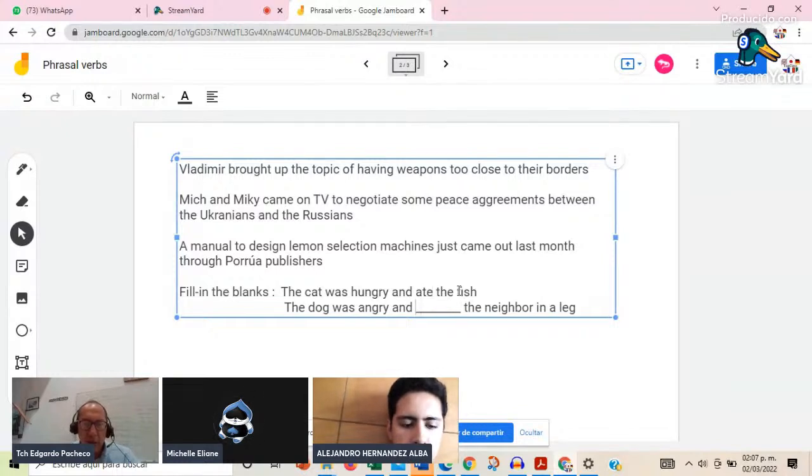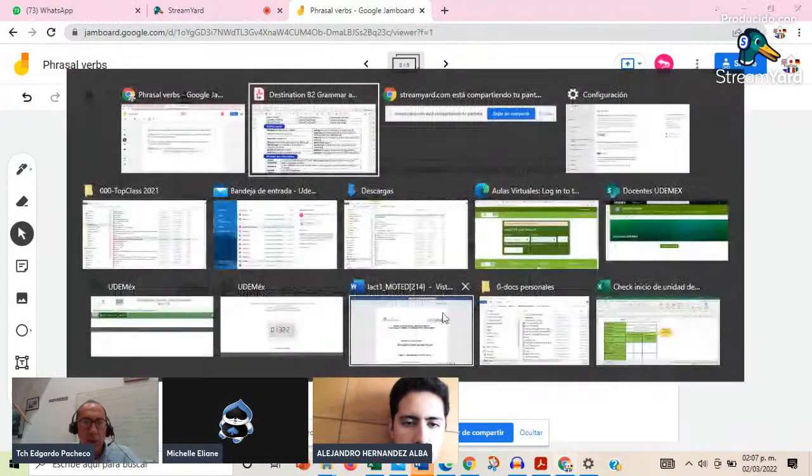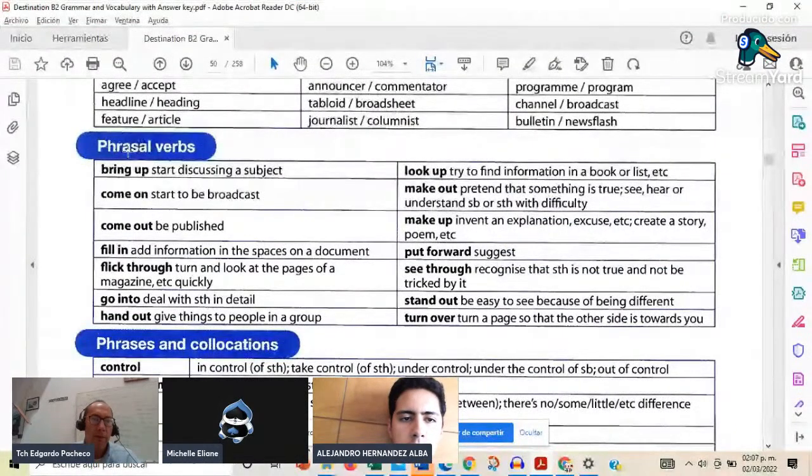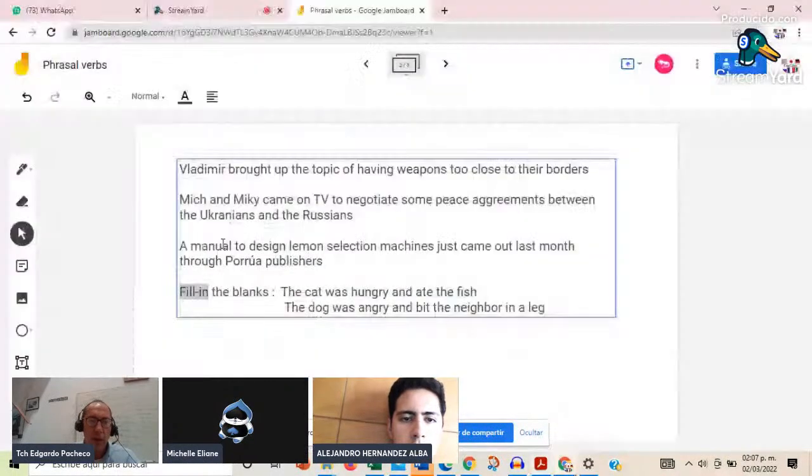And then the next one, the dog was angry and what? The neighbor in a lake. What's the past tense of bite? Bite. Bit, yes, bit. He bit the neighbor. It's the past tense of bite. Okay. But the instruction here is fill in, complete the blanks, which is the word that we have here, fill in, right? Actually, they put it without the hyphen. The Americans put a hyphen and the British don't. Fill in the blanks.